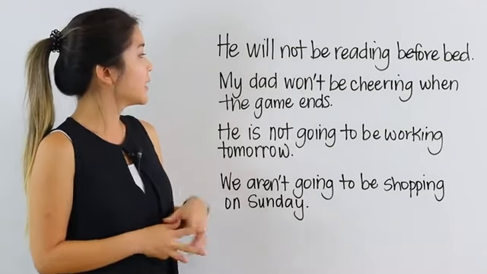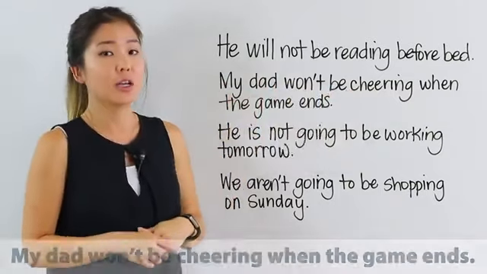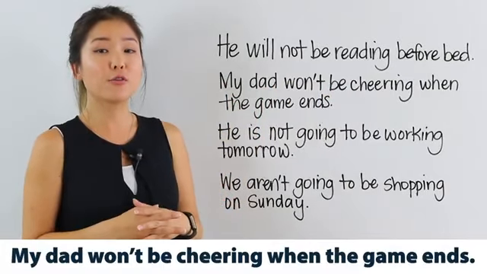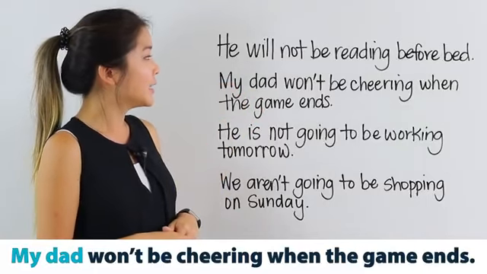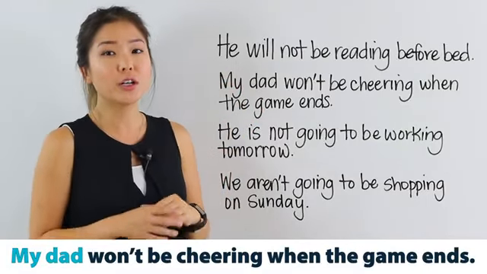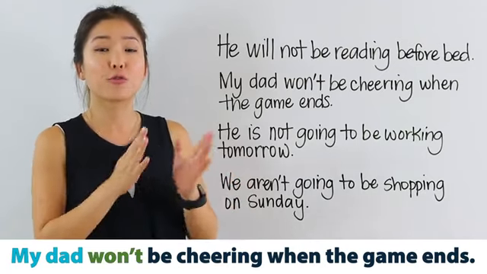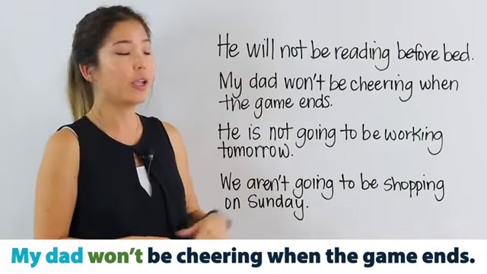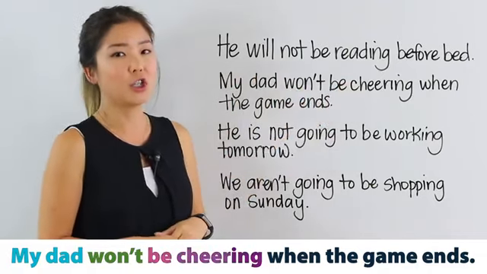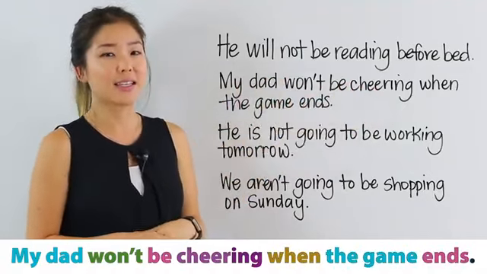The next sentence says, my dad won't be cheering when the game ends. So this is very similar to the first sentence. We have the subject, my dad, and instead of will not, we use the contraction won't. Remember, won't is a contraction for will not. My dad won't, and then we have be, verb ing. My dad won't be cheering when the game ends.